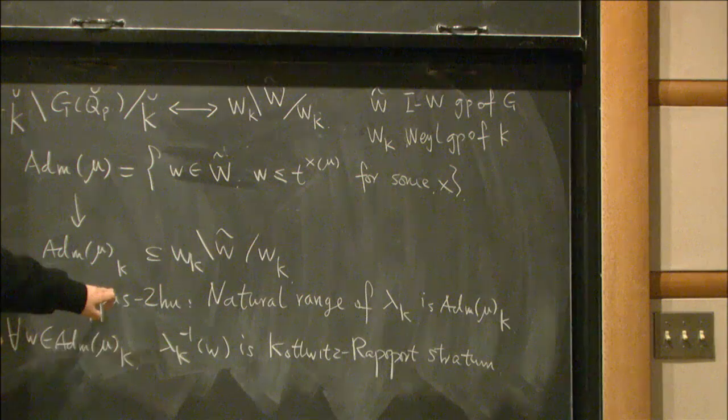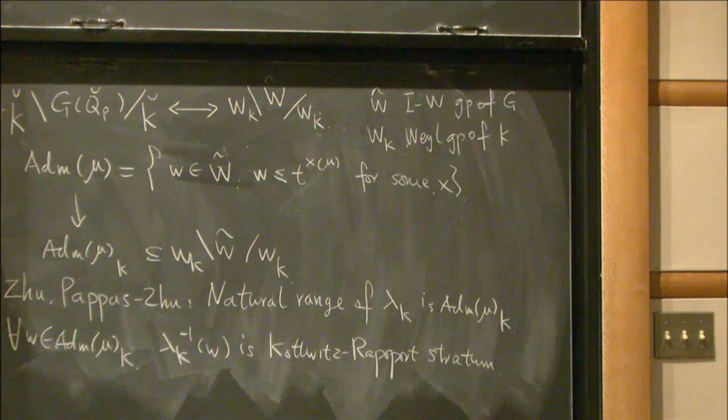Can you give some examples of this admissible locus? If K is hyperspecial, is it one element or? Well, this actually depends. So if the G is unramified, then it is one element. But if it is ramified, it could be more than one element.